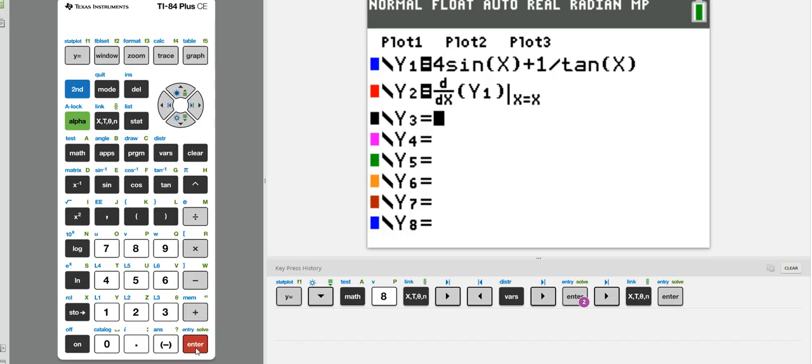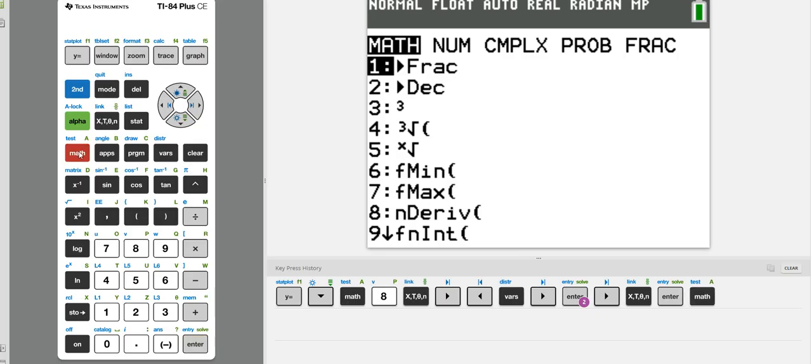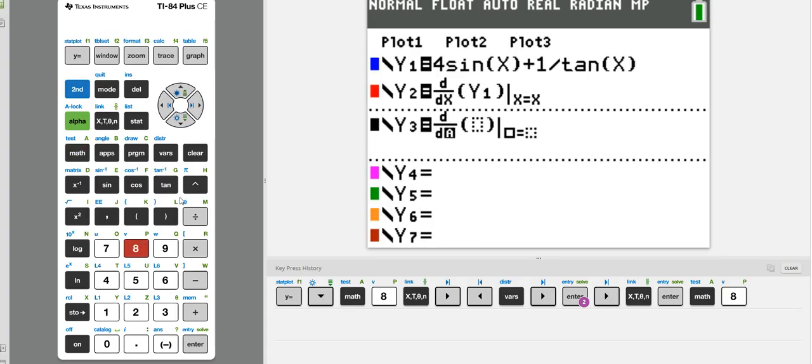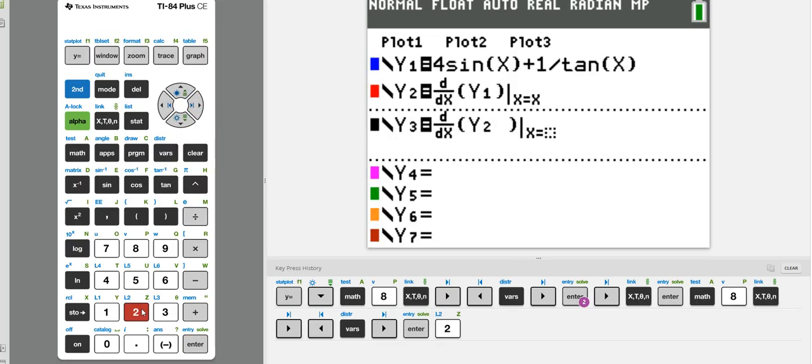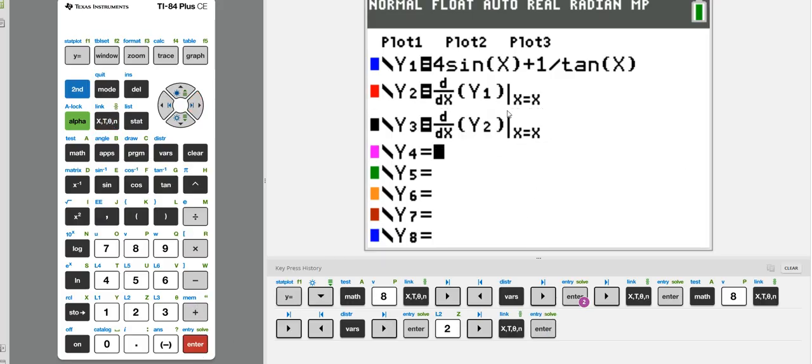I'll want the derivative and the second derivative, so let's repeat that again. Let's go to the math key, math 8, derivative with respect to x. This time I want to do y2, so we'll go to vars, y vars, function, and then 2. And then again, plug in an x here. This notation is saying where you're going to evaluate it. You're really going to evaluate it at x.